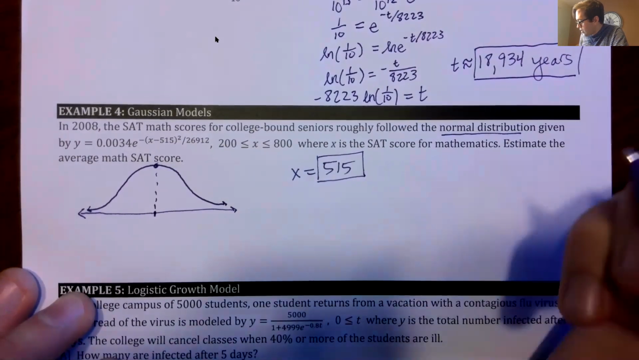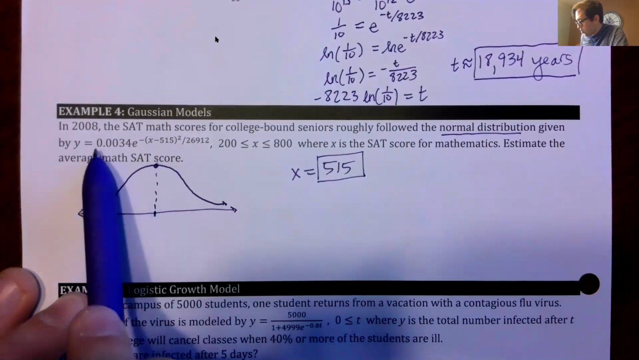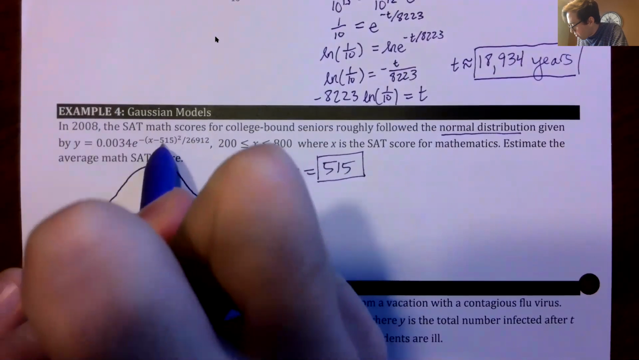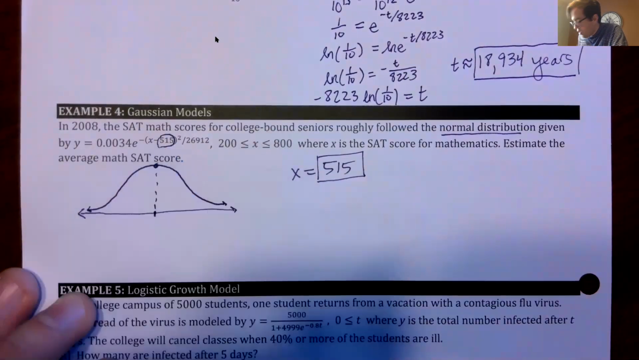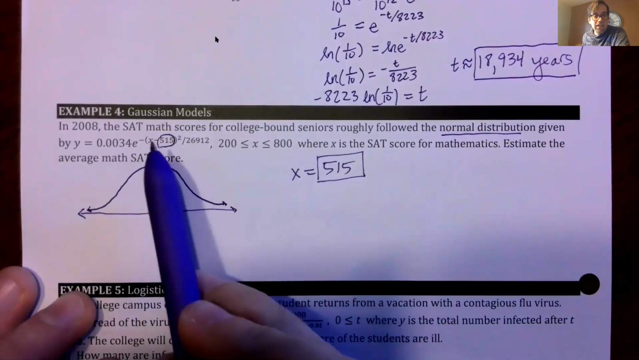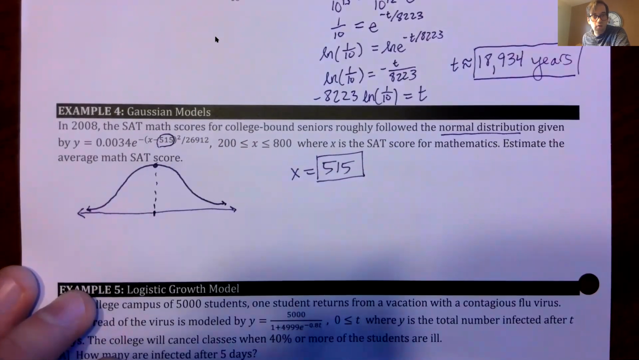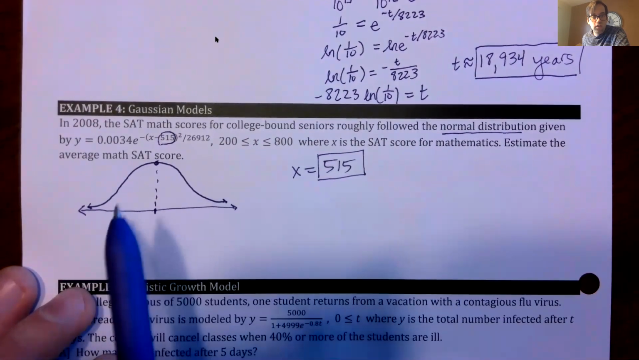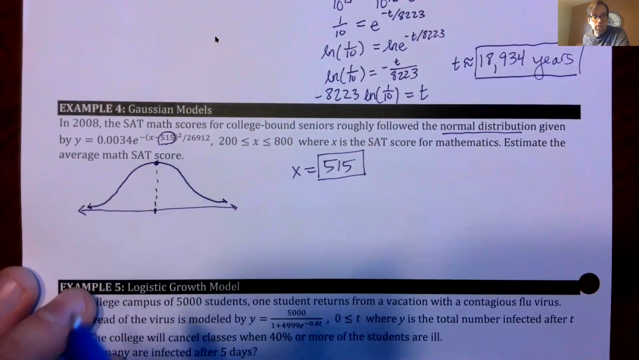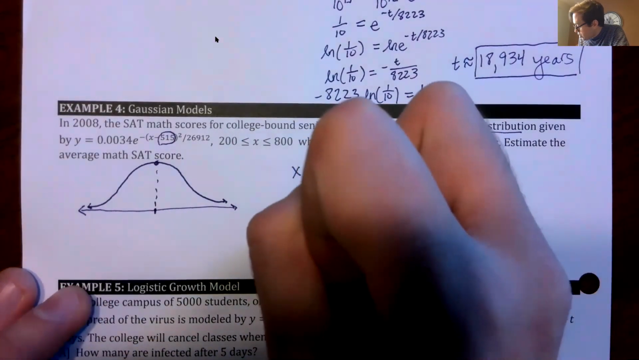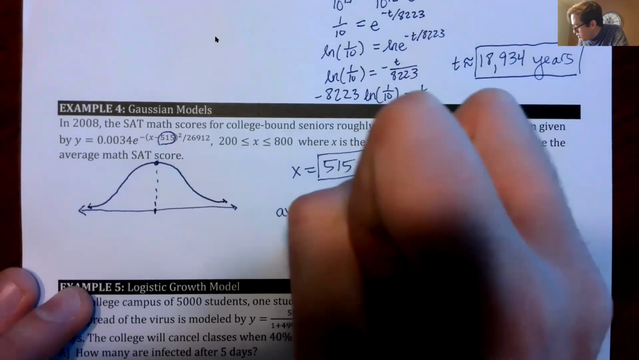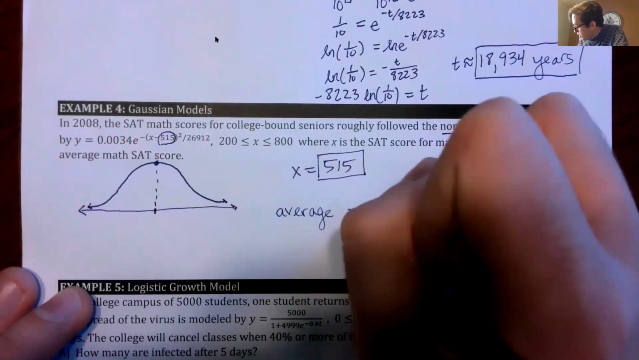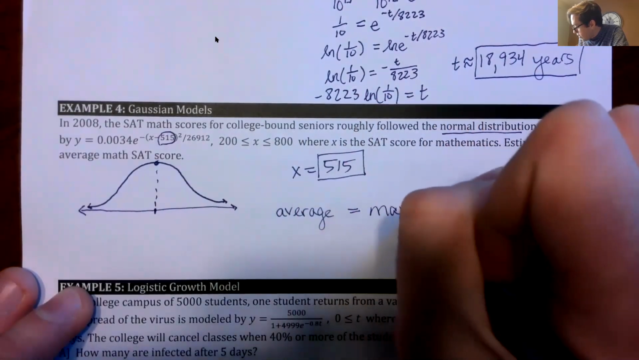And if you take a look at the equation, you'll see that that 515 actually showed up in the exponent. So that's actually telling us the maximum in the equation. So that's good to know for future use. In a Gaussian model or normal distribution, the max usually shows up so that you can see it. And I'm also just going to write down so that I remember what I did in this question, that the average is the maximum value.